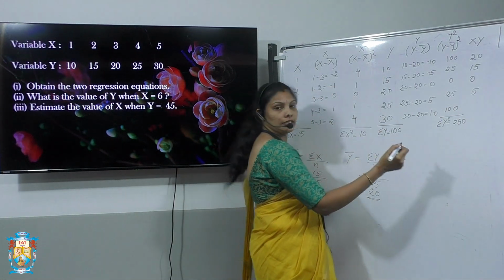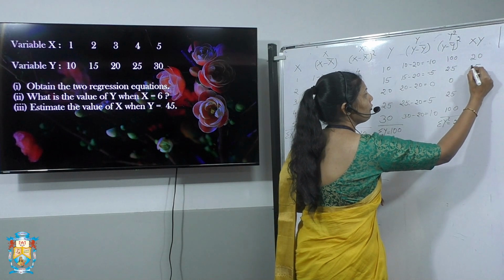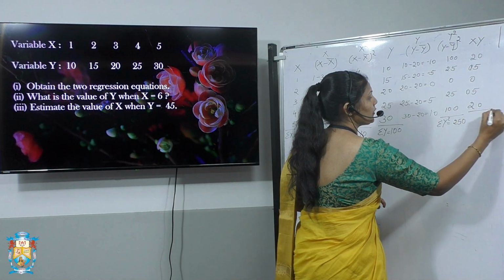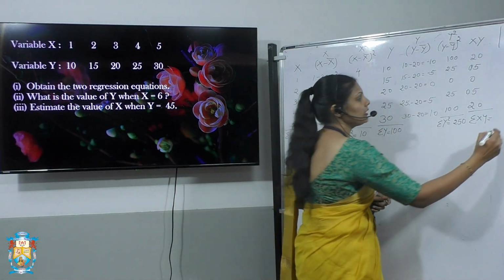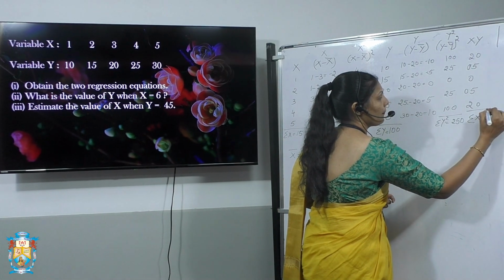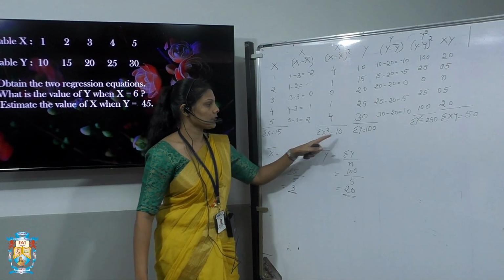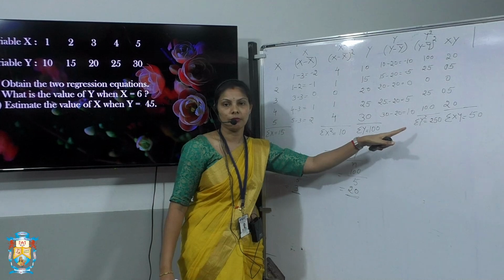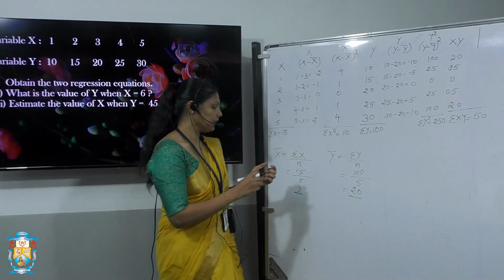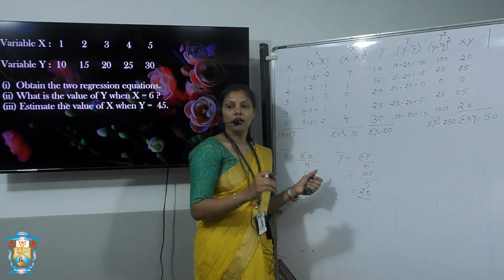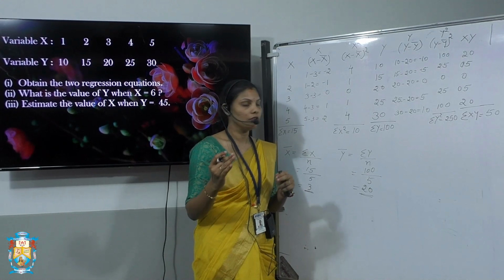5, and here it is 20. It should be 5. So now we have to find summation xy. Summation xy is nothing but 50. So we got all the values of summation x square, summation y square and summation xy. Now we have to obtain the two regression equations of y on x and x on y.